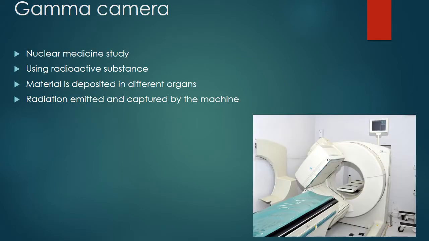The gamma camera. The gamma camera is a device that allows the realization of nuclear medicine studies using intravenous injections or inhalation of radioactive substances. This material is deposited in different organs, allowing visualization thereof by radiation emitted and captured by the head of the machine.